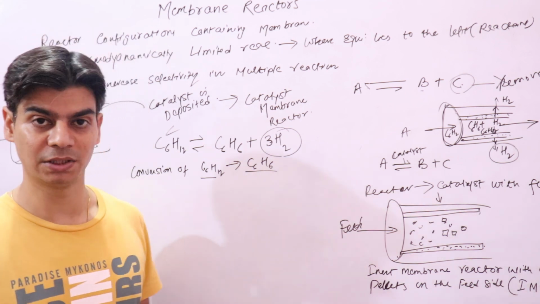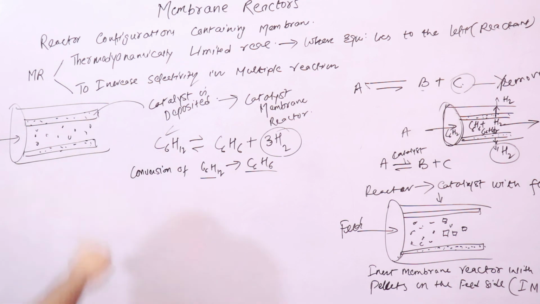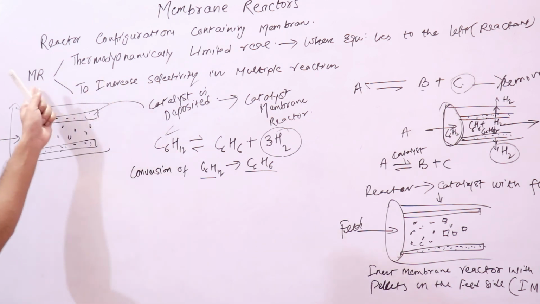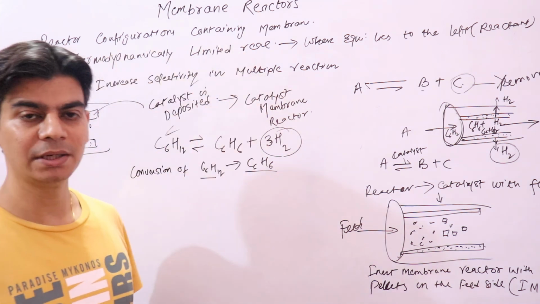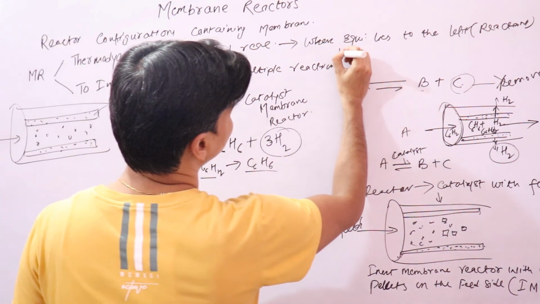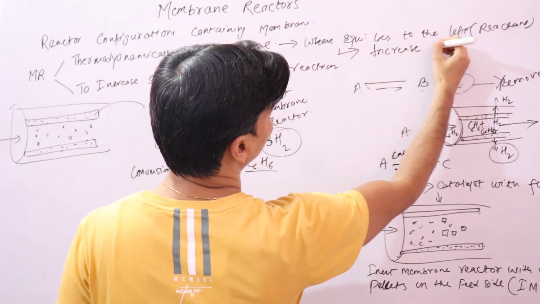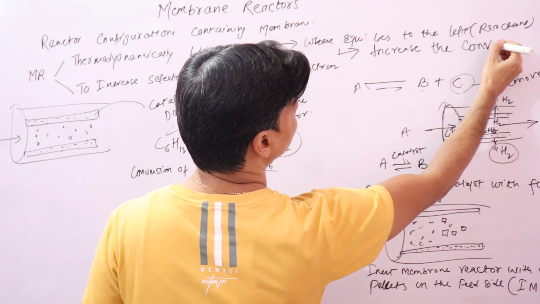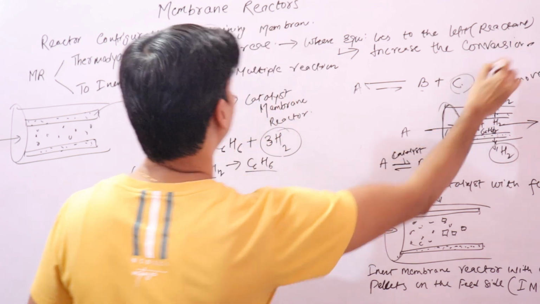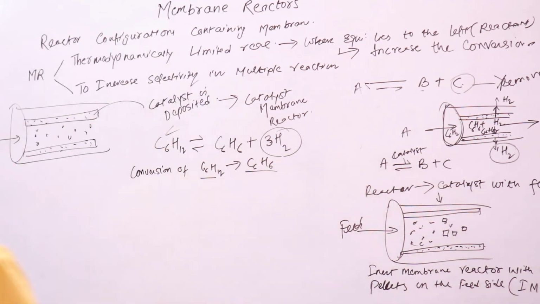To increase the conversion, basically we use membrane reactors in thermodynamically reversible reactions to increase the conversion, right? And in the second type of reaction, to increase the selectivity. Just remember these two things, right? I hope this is clear.